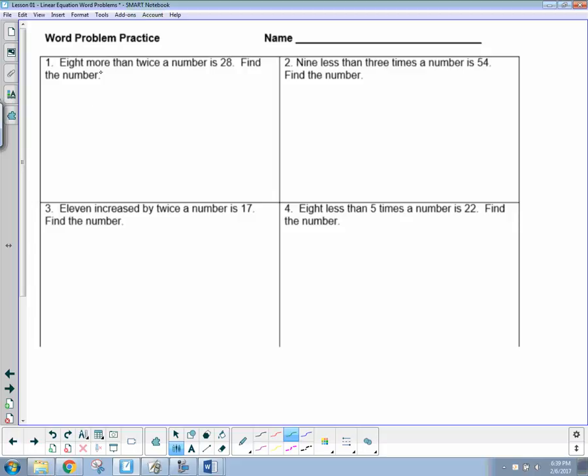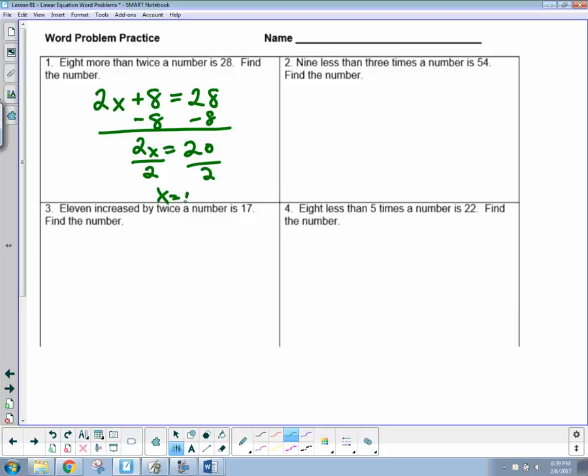So, 8 more than twice a number is 28. Find the number. 2x plus 8 equals 28. Subtract 8 from both sides. 2x equals 20. Divide by 2. X equals 10. Boom. Done. Okay. Number 3. 11 increased by twice the number is 17. So 2x plus 11 equals 17.